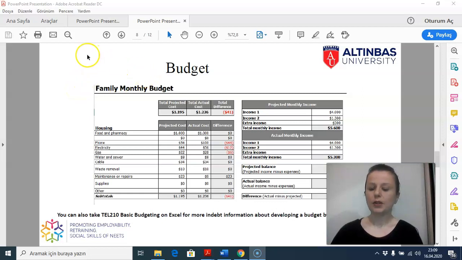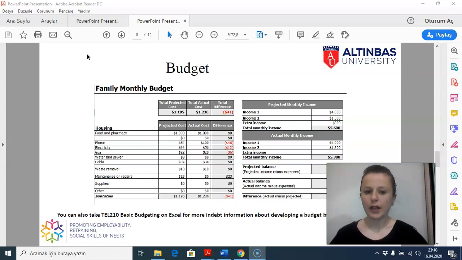This is a budget that I simply downloaded from the internet. I used an Excel worksheet for this. Also, there is another course that I am teaching in this person project, coded as TEL210, Basic Budgeting on Excel. So if you want to learn more about how we do budgeting in Excel, you're more than welcome to take that course as well.